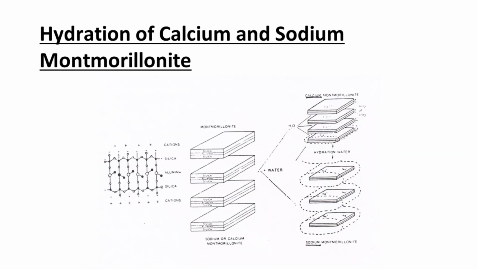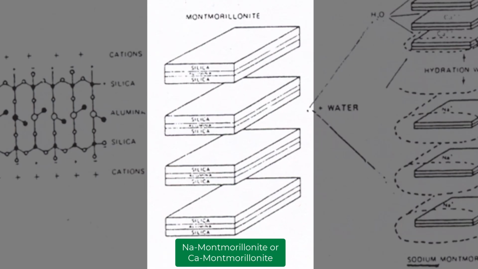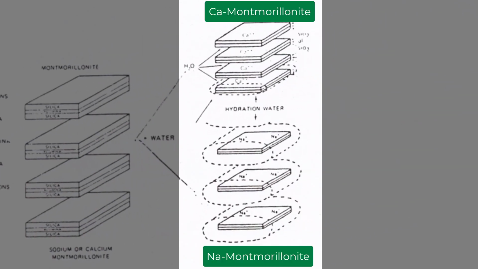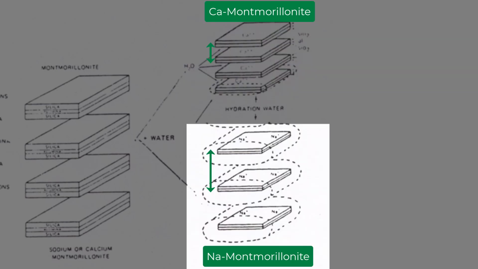In this figure, you can see that both calcium and sodium Montmorillonite are stacked sheets of molecules when they are in their solid forms. However, when they are dispersed in water, the separation between the calcium Montmorillonite sheets, shown in the top right, is much smaller than that of the sodium Montmorillonite sheets, shown in the bottom right.